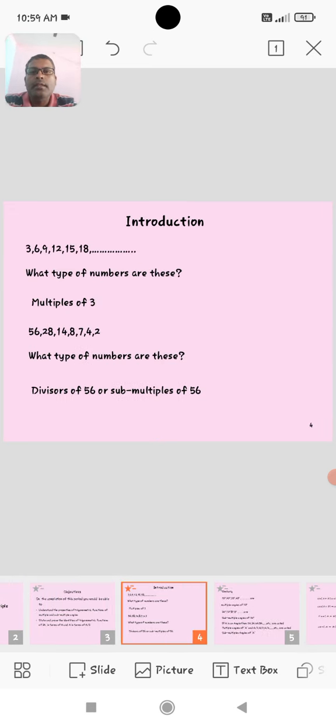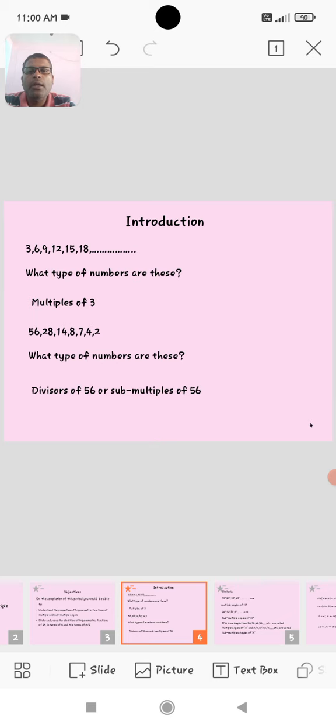Now we see the introduction part. 3, 6, 9, 12, 15, 18, and so on. What type of numbers are these? You observe: 3 2s are 6, 3 3s are 9, 3 4s are 12, 3 5s are 15, 3 6s are 18. These type of numbers are called multiples of 3.